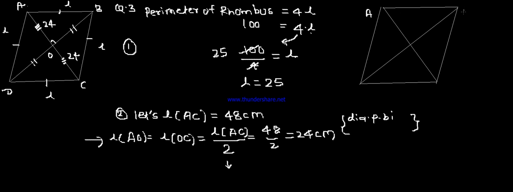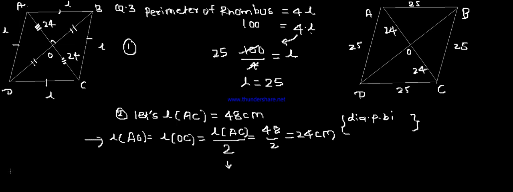I'm naming this A, B, C, D. We are having one length, means all the lengths are actually 25, 25, 25 and 25. We are having one diagonal with us and its equal parts, that is 24 and 24, correct? Now what is the question? The question is, what is the area of the quadrilateral?